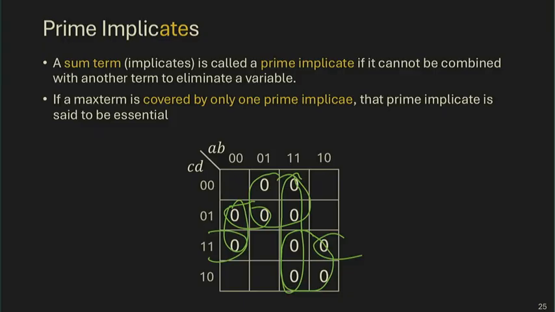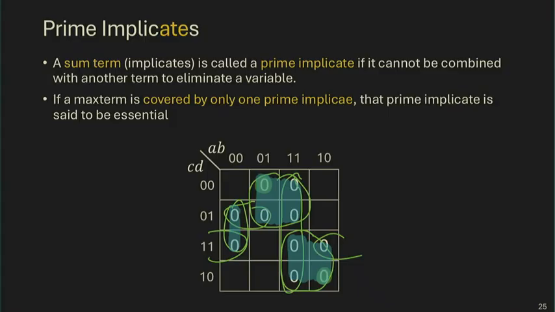And the essential ones will be: this max term is only covered by one implicate, so the implicate is essential. This max term is only covered by one, so the corresponding implicate is essential. If you want to find a minimal POS expression, we need to include these essential prime implicates, and then represent the remaining zeros using some other prime implicates that are not essential.